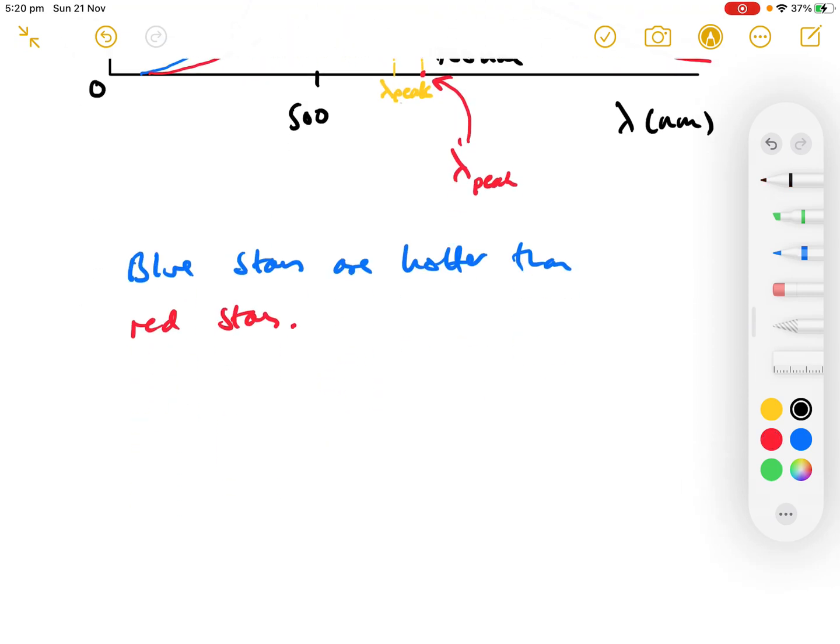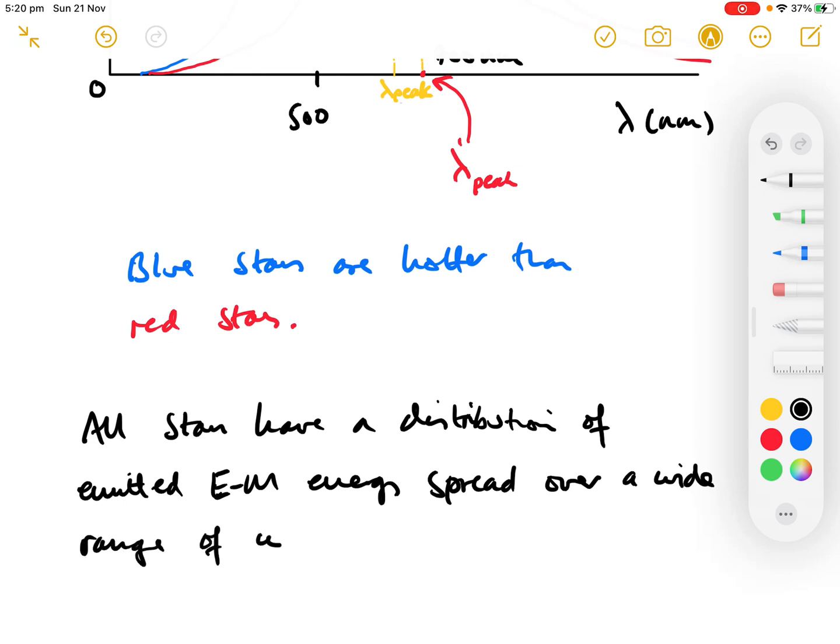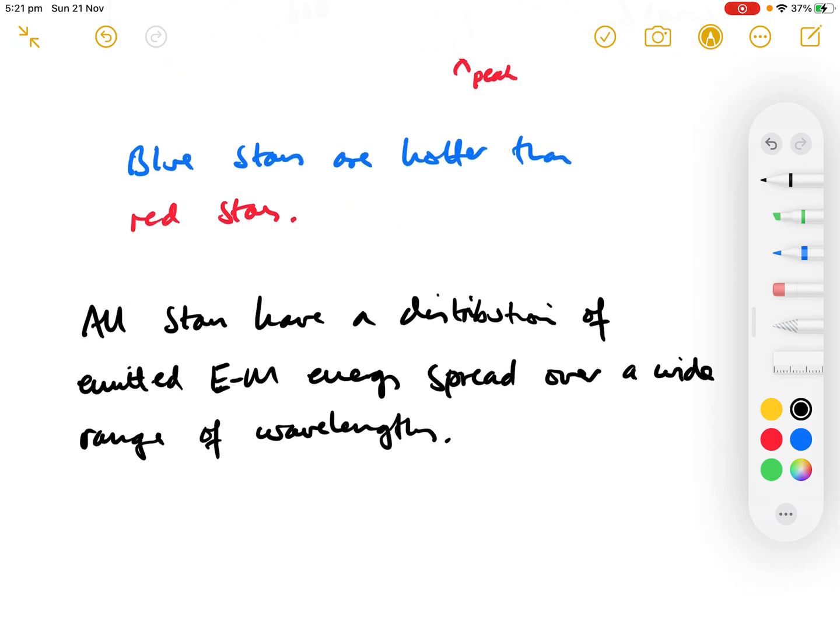Okay, so to put that into words, all stars have a distribution of emitted electromagnetic energy spread over a wide range of wavelengths. So that's the first point.